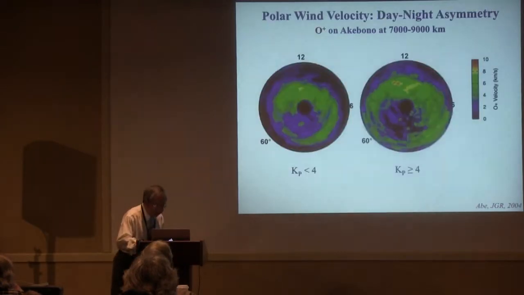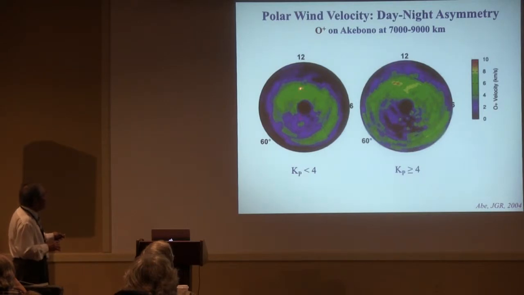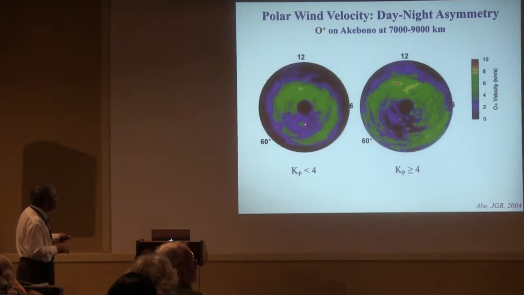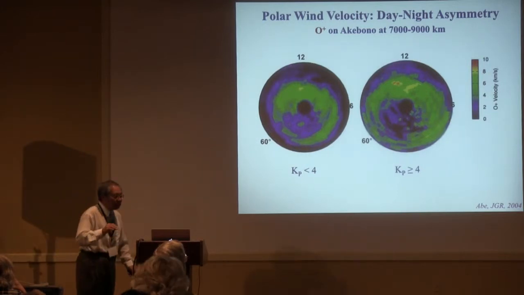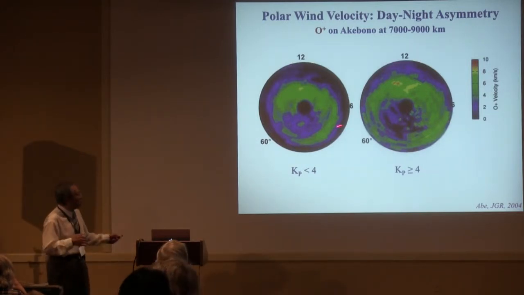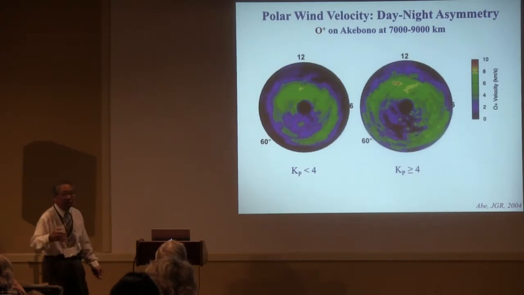Okay, good, thanks. So this next slide shows the local time distribution of the oxygen ion near 1 RE altitude from Akebono. And as you can see, there is a day-night asymmetry. And the velocity is generally on the order of 2 to 4 kilometers per second. I mention this number because this is just under the ion escape velocity at this altitude, which is about 8 kilometers per second.